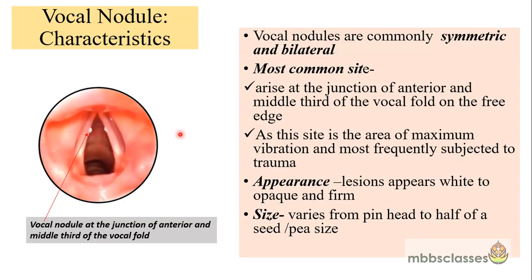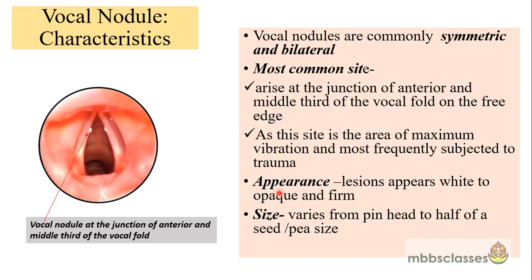Now let's see the characteristics of the vocal nodule. We have to differentiate between the phonotraumatic lesions, which could be vocal nodule, cyst, or polyp. So how does a vocal nodule look? First of all, remember that most of the vocal nodules are symmetric and bilateral. The most common site, as we have seen, is the junction of the anterior and the middle third of the vocal cord on the free margin. This is the free margin of the vocal cord, because this area is the site of maximal stress during phonation, when these vocal cords vibrate.